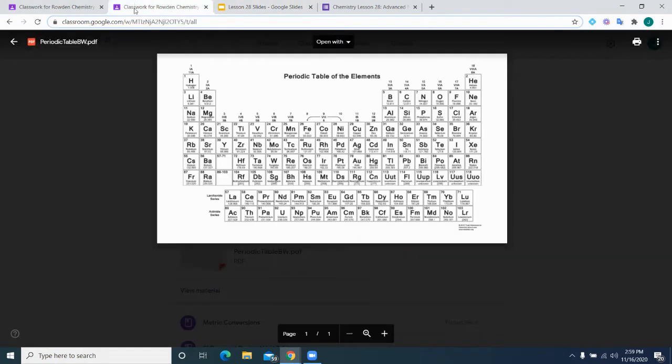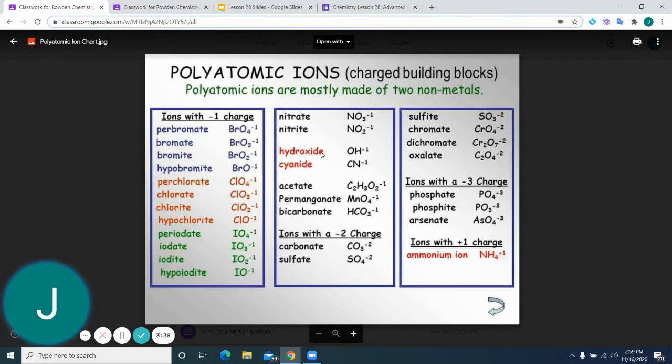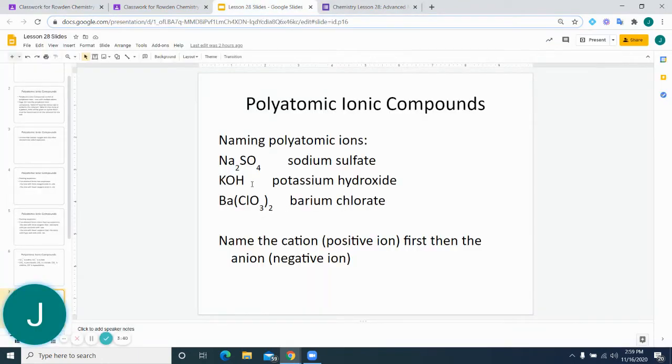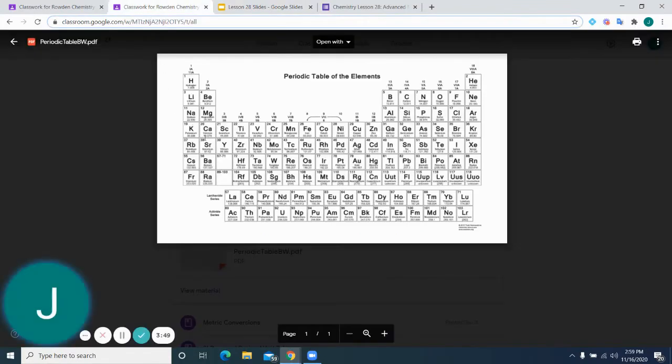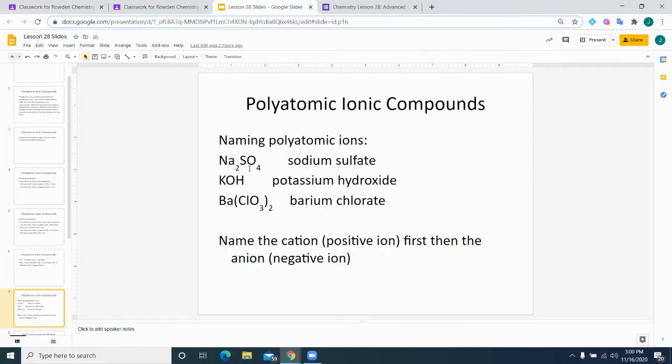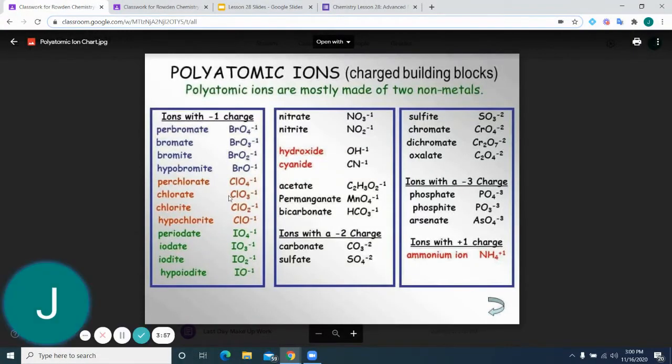KOH. K, you look right here. Potassium. OH, you look right here. Hydroxide. We call that potassium hydroxide. Ba(ClO3)2. So there's 2 of these ClO3s. Let's see what this is called. So we have Ba, which is barium, right there. And then we have ClO3. Here's the Cl. ClO3 is chlorate, so barium chlorate.